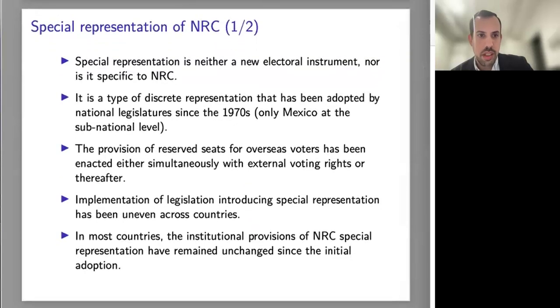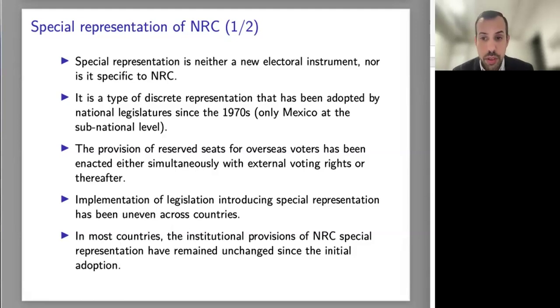So special representation of non-resident citizens, in a nutshell, is neither a new electoral instrument nor is it specific to non-resident citizens. Andrew Reynolds, for instance, in his article published in 2005, provides a global overview of different electoral mechanisms that ensure the representation of not only migrants, but also ethnic, racial, national, and religious communities. So this is the first point: to define what is and what is not special representation.